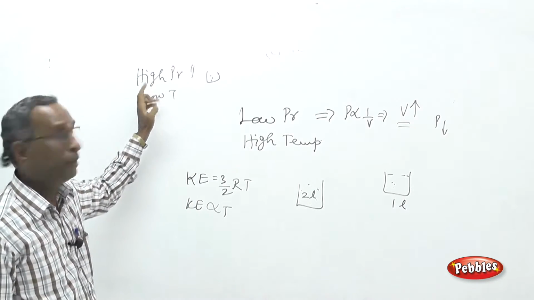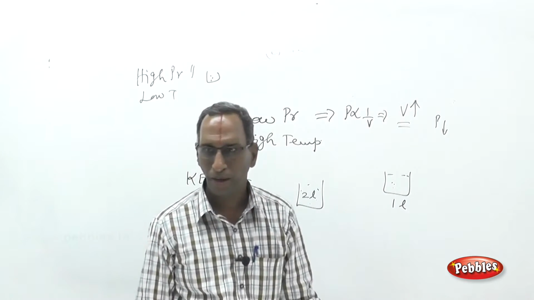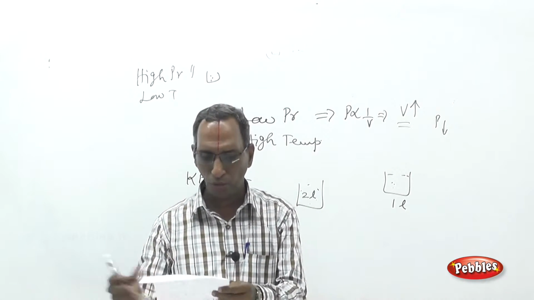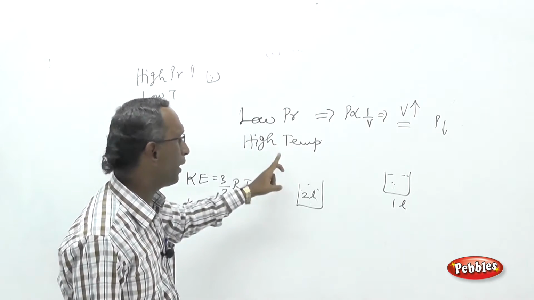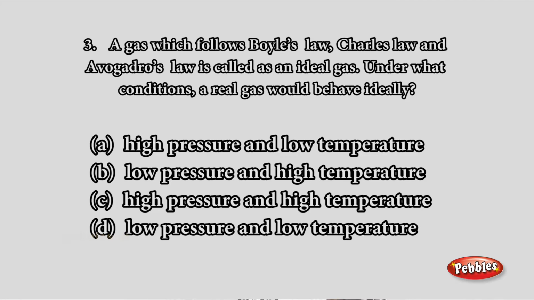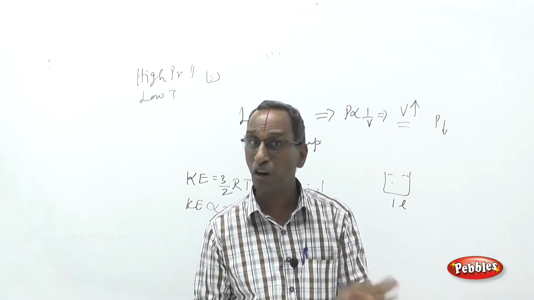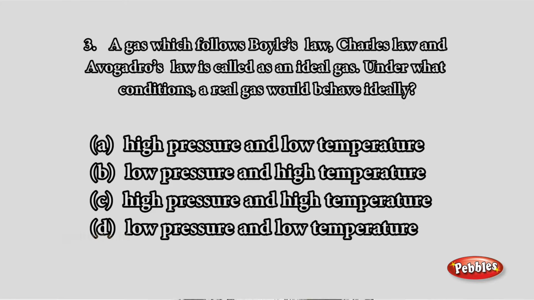These two conditions, high pressure and low temperature, are conditions for real behavior, not ideal behavior. So the first choice is not correct. The second choice is low pressure and high temperature. The third choice is both high: high pressure is not correct, high temperature is correct. The fourth choice is low pressure and low temperature: low temperature is not correct, low pressure is correct.